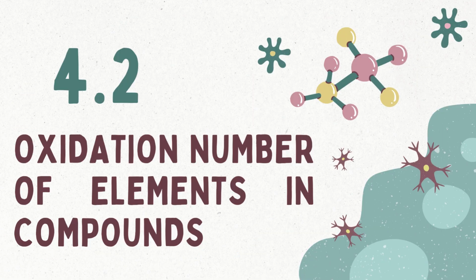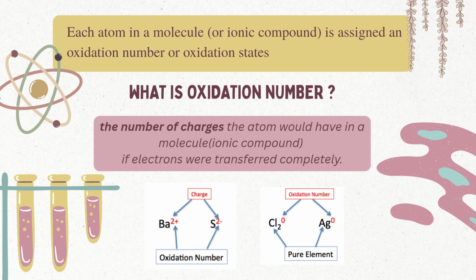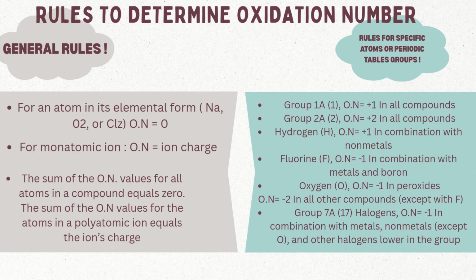Each atom in a molecule or ionic compound is assigned an oxidation number or oxidation state. So, what is oxidation number? It is the charge the atom would have in a molecule if electrons were transferred completely. Next, rules to determine oxidation number. The process of assigning an oxidation number to an element follows a set of general rules that ensure electrical neutrality or proper charge accounting.